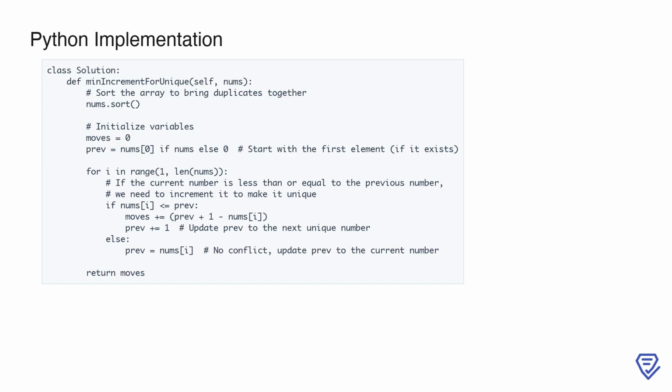By the end of the loop, all array elements are unique, and the moves variable contains the total number of increments made. The overall time complexity is dominated by the sorting step, which is O(n log n), and the space complexity is O(1), since no additional data structures are used apart from a few variables. This solution is efficient, concise, and handles edge cases like empty arrays or arrays with all unique elements naturally.